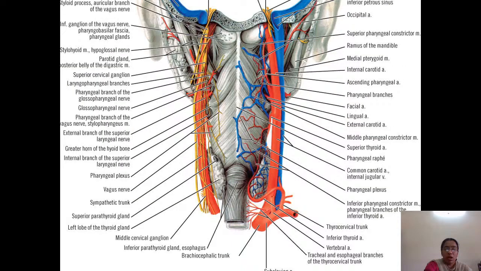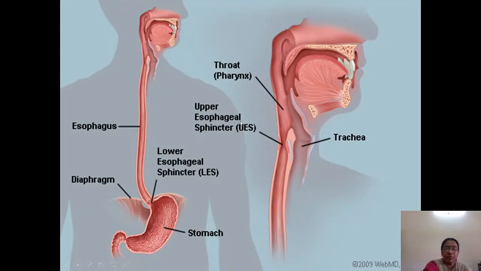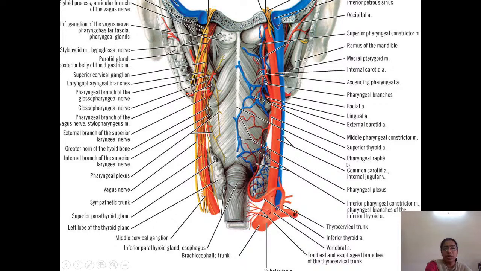When you see the arterial supply of the pharynx, this is what you can see. It is a pharyngeal artery. This is forming the pharyngeal artery, which is supplying the top of the pharynx along with its vein.